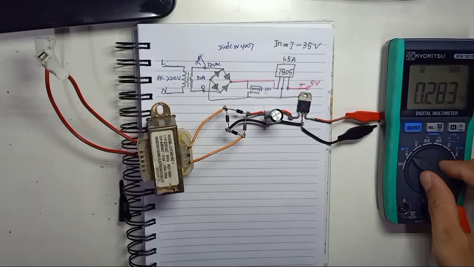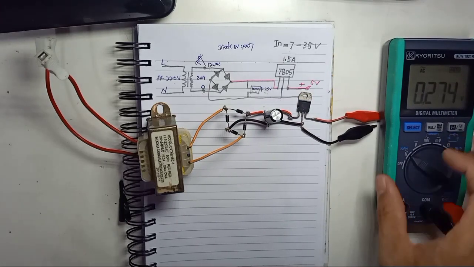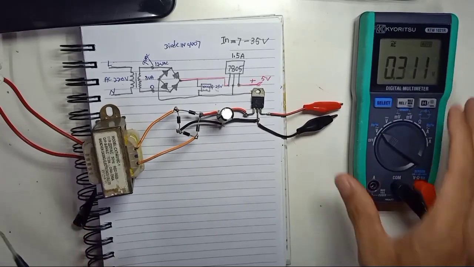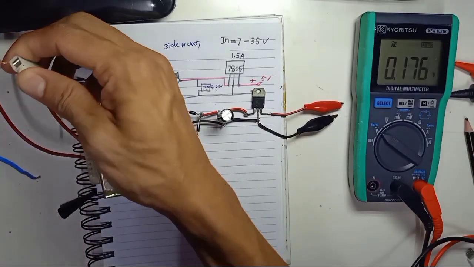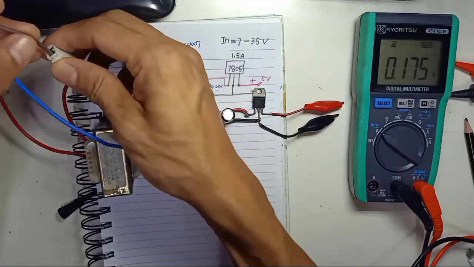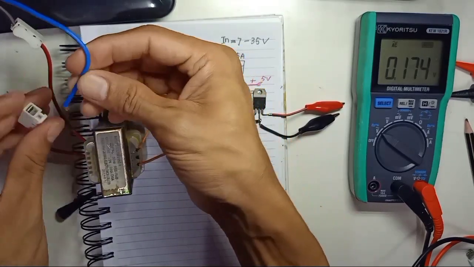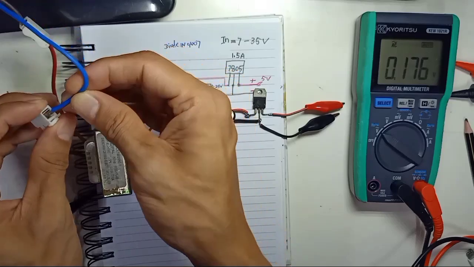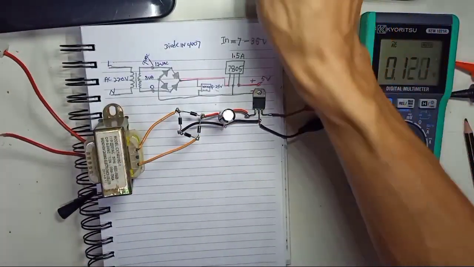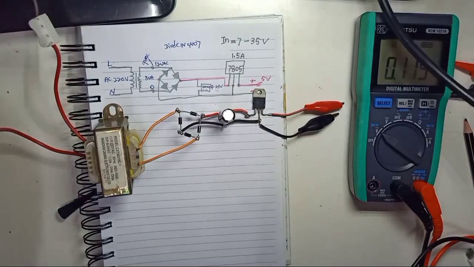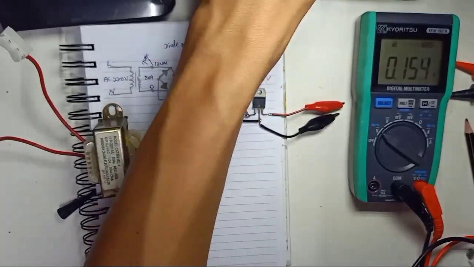Here I'm having a digital meter. I'm going to use AC here, which is 240 volt. Okay, now I already connected my transformer to the AC power source.